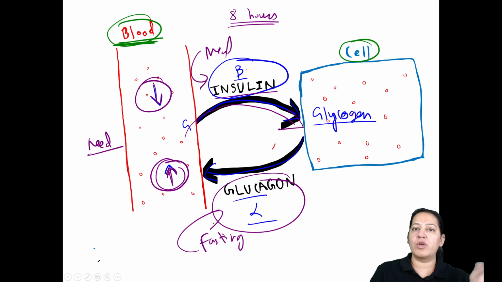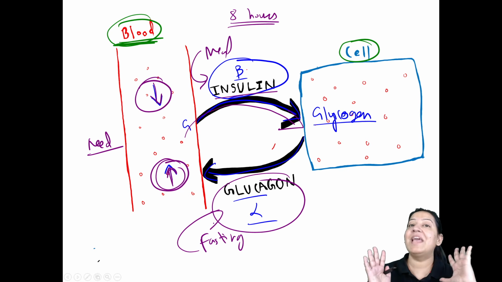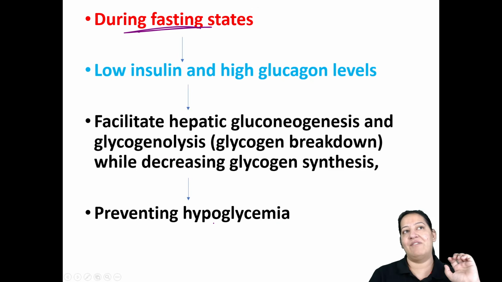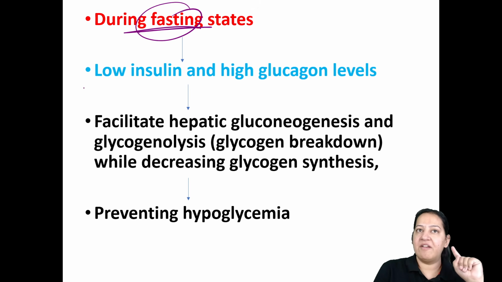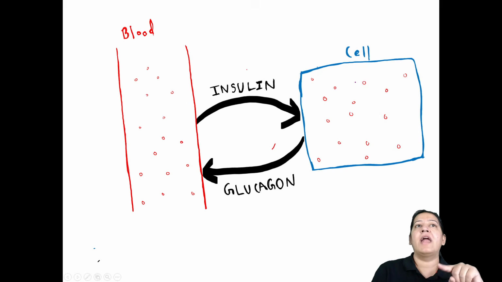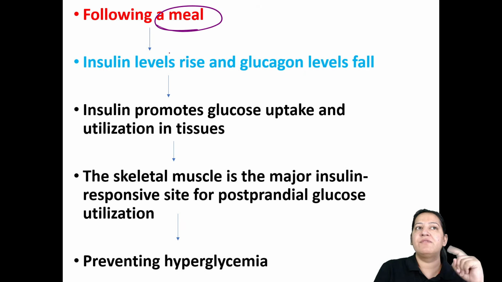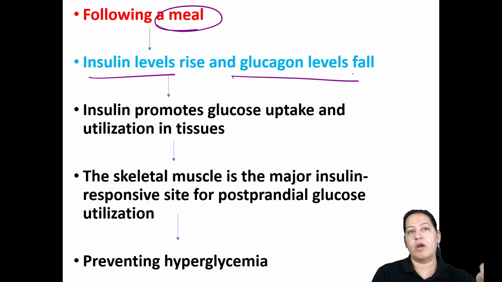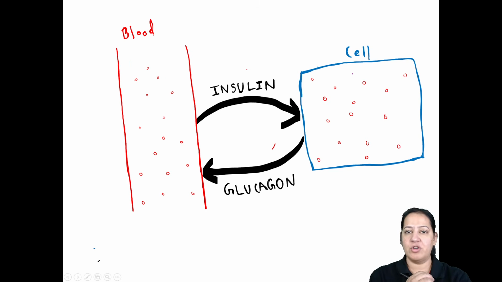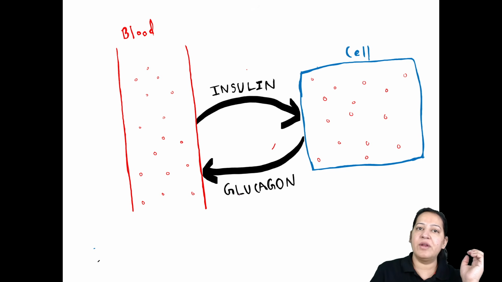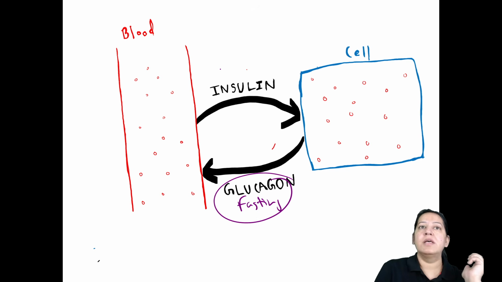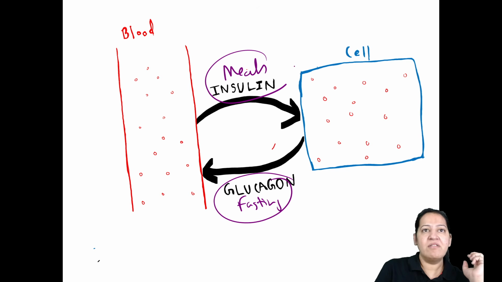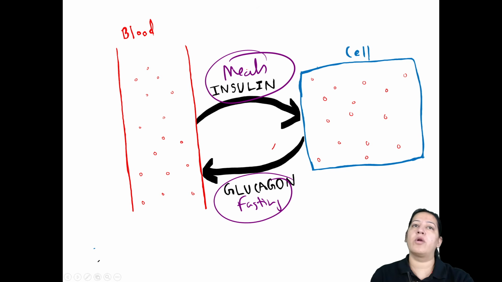Insulin and glucagon, according to their action, you look at the arrows, maintain normal blood glucose level. So during the fasting state, we have low insulin and high glucagon. And during meals, we have high insulin and low glucagon. Looking at this diagram, you can make out what I mean, right? During fasting, we have high glucagon and low insulin, and during meals, high insulin and low glucagon, of course.